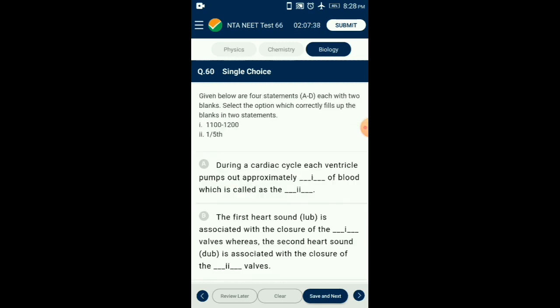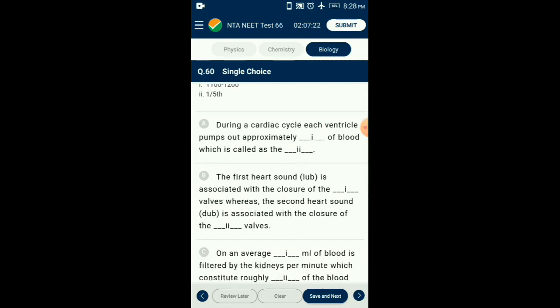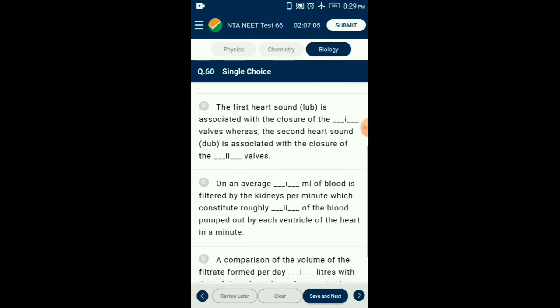Question number 60. Given below are 4 statements, each with 2 blanks. Select the option which correctly fills up the blanks in 2 statements. On an average, 1100 to 1200 ml of blood is filtered by the kidney per minute, which constitutes roughly around 1/5 of the blood pumped out by each ventricle of the heart in a minute. So the answer for this question is option C.